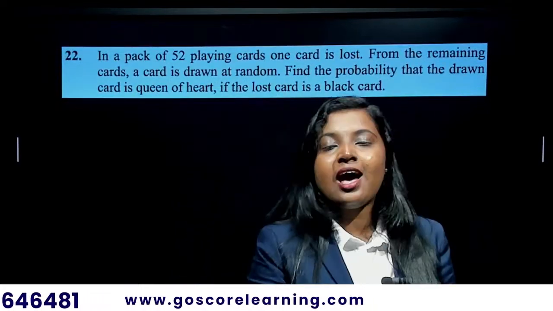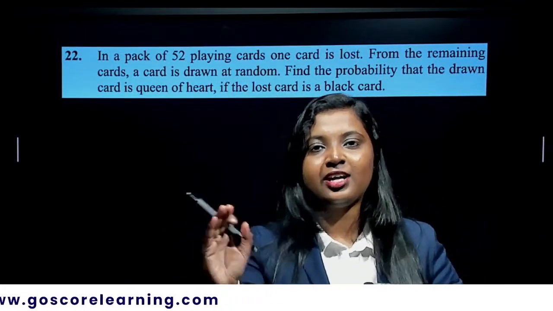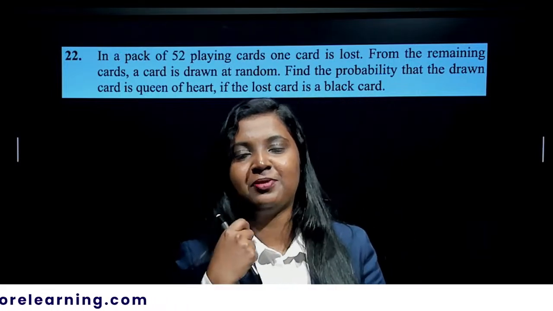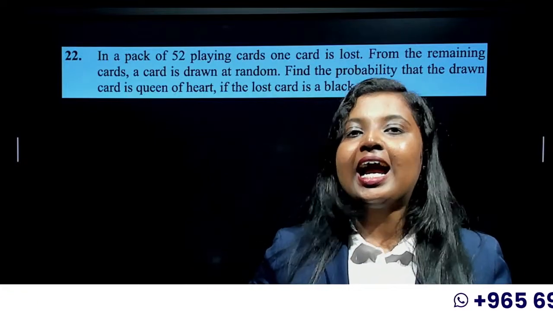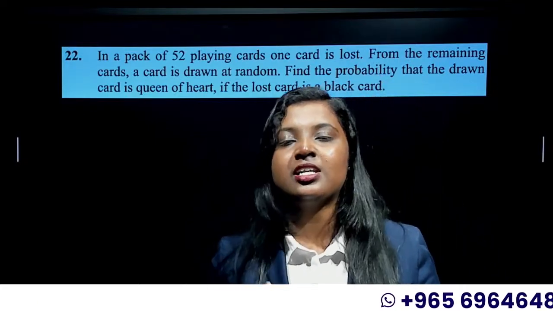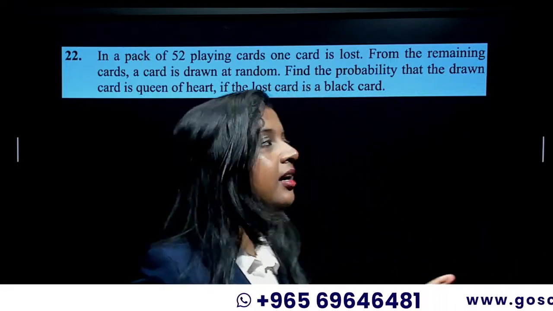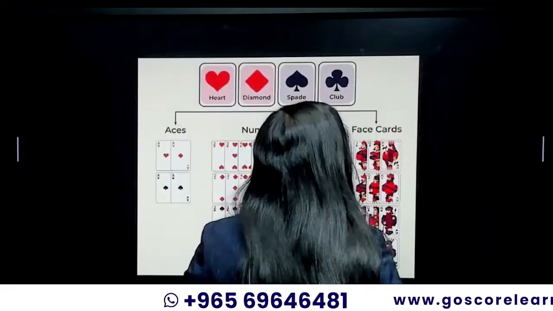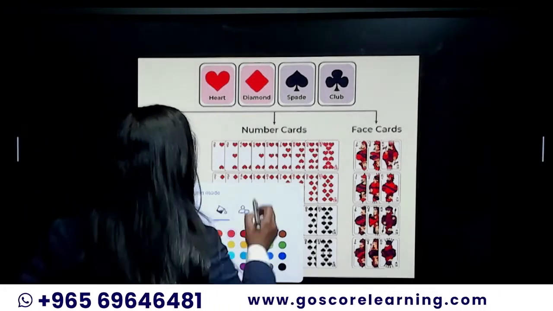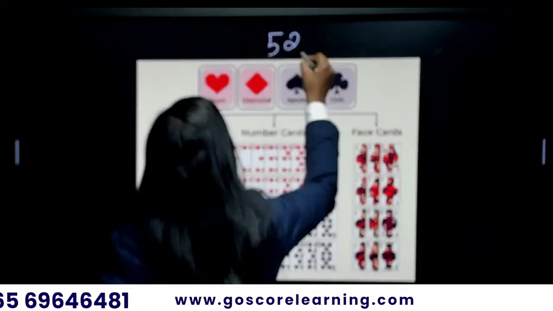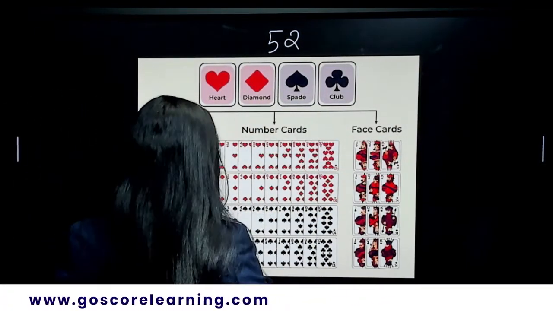So how many of you have a clear picture of cards? I'm not asking whether you know how to play cards or not. How many of you know how to solve a question from cards probability? Okay, so I'll explain briefly what we have in cards. In a deck of cards, we have 52 cards in total.